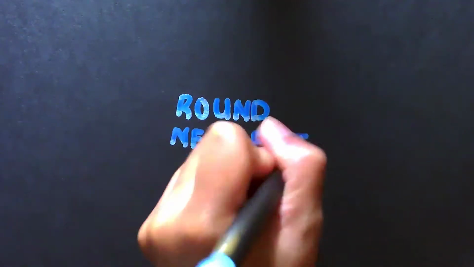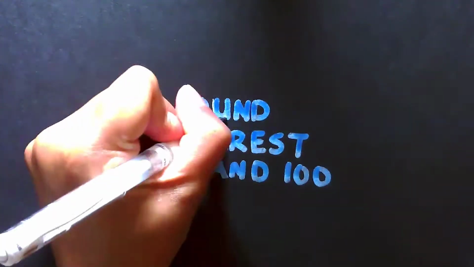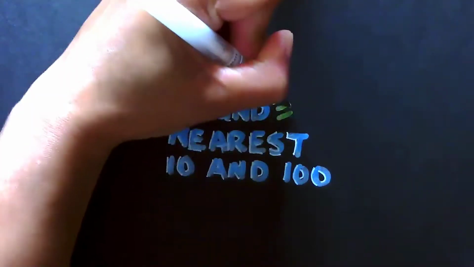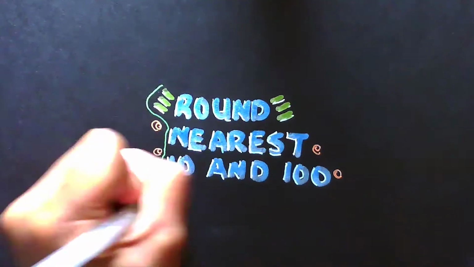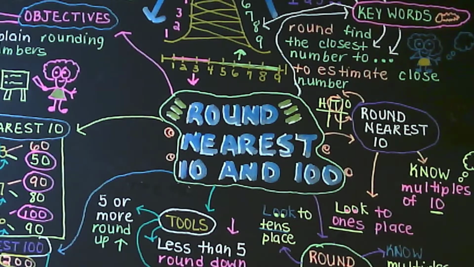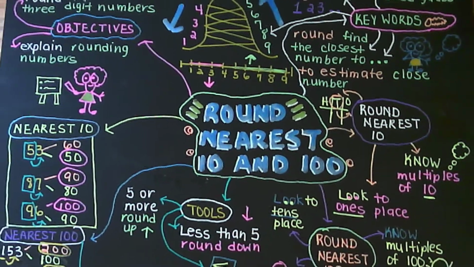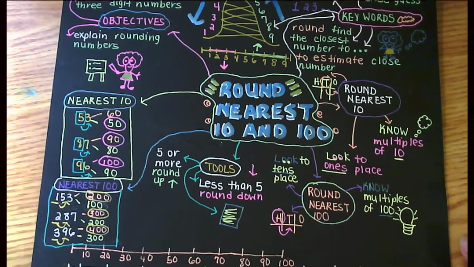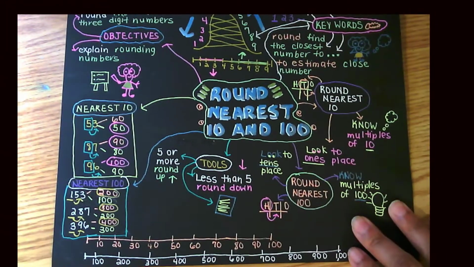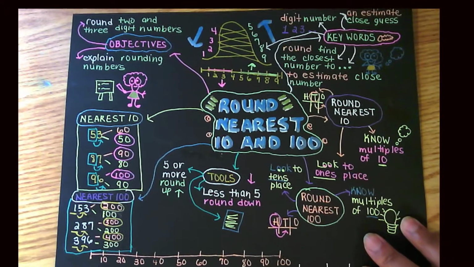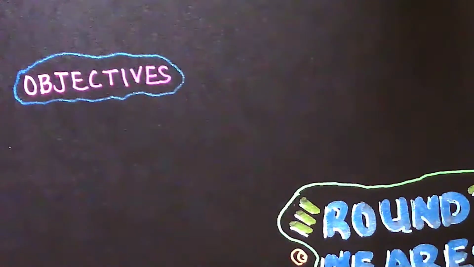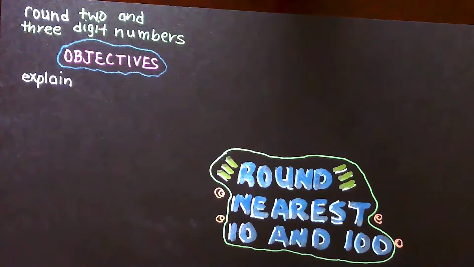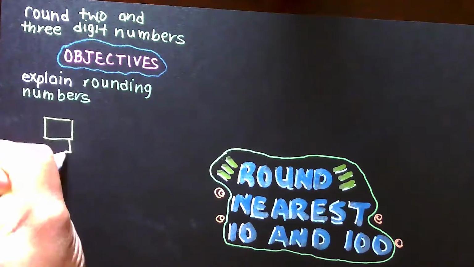Rounding to the nearest 10 and to the nearest 100. Our objectives are to round 2- and 3-digit numbers and to explain the process of rounding numbers.